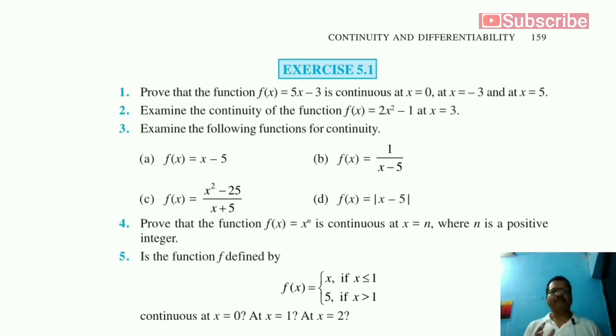And then number 4, prove that the function f(x) = x to the power n. This is again a polynomial function. A particular point is given, x = n, and n is a positive integer. This is not exactly particular, it is a set of integers where we have to check whether this polynomial function is continuous or not.